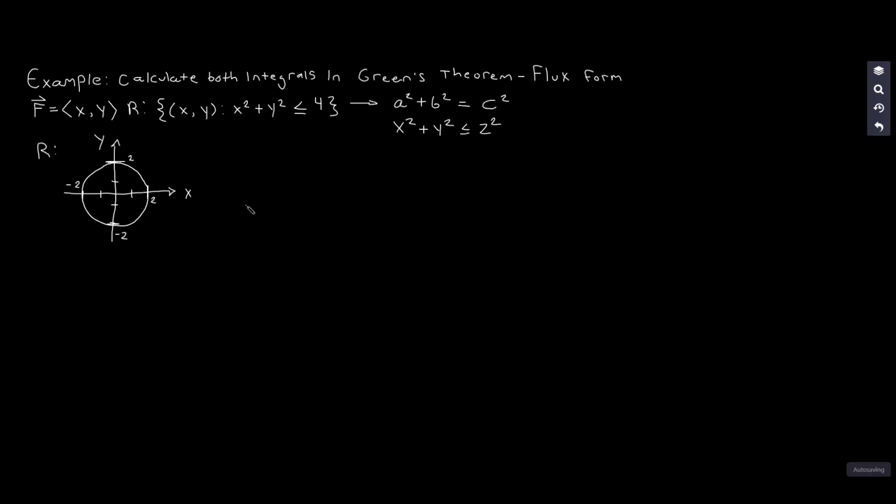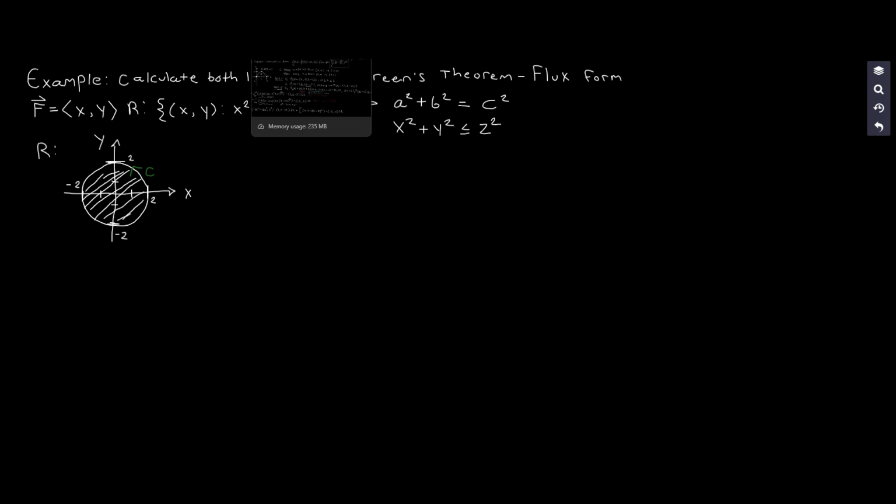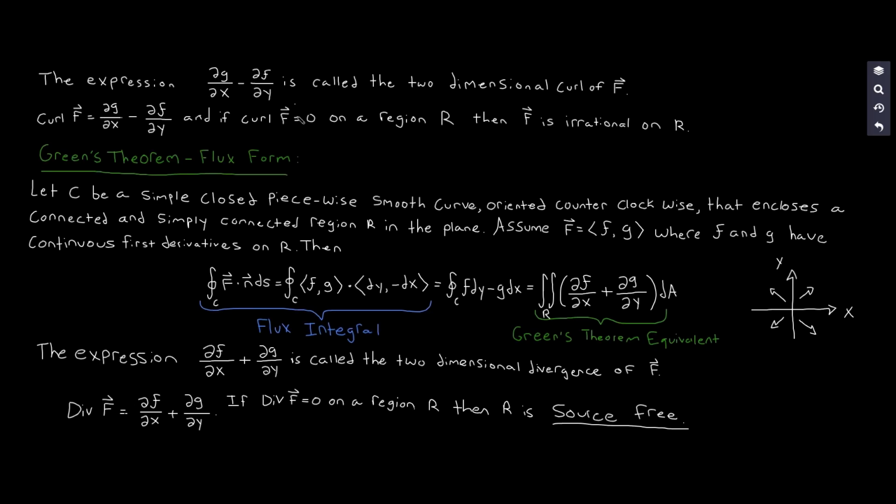All right. And this is the region within, guys. The region within. It's supposed to be shaded. Yeah, so this is radius 2. And then this is going to be curve C. Okay, that's the curve. So let's just take a look at this, right? We're doing this in flux form. So this is Green's theorem.